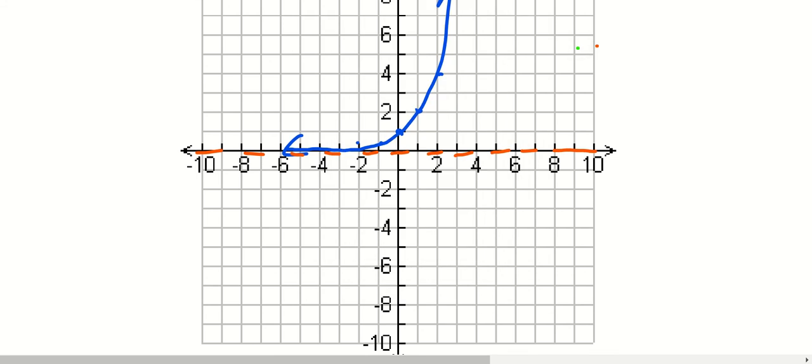So the point that was originally at (0, 1) is now going to get moved to (0, -2). The point that was at (1, 2) is now going to get moved to (1, -1). The point that was at (2, 4) is going to get moved down to (2, 1). This point over here, which was at (-1, 1/2), is now going to occur at (-1, -2 and a half).